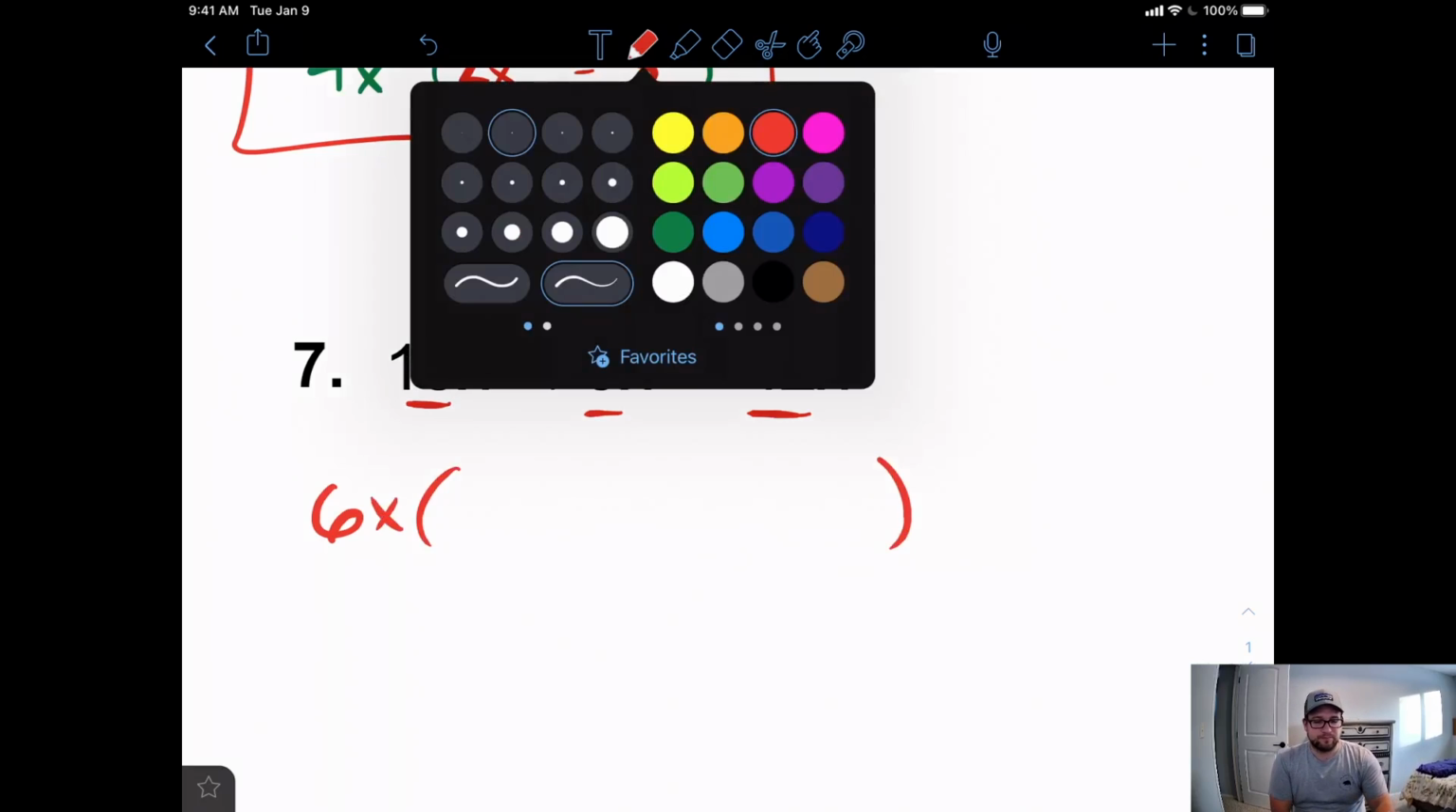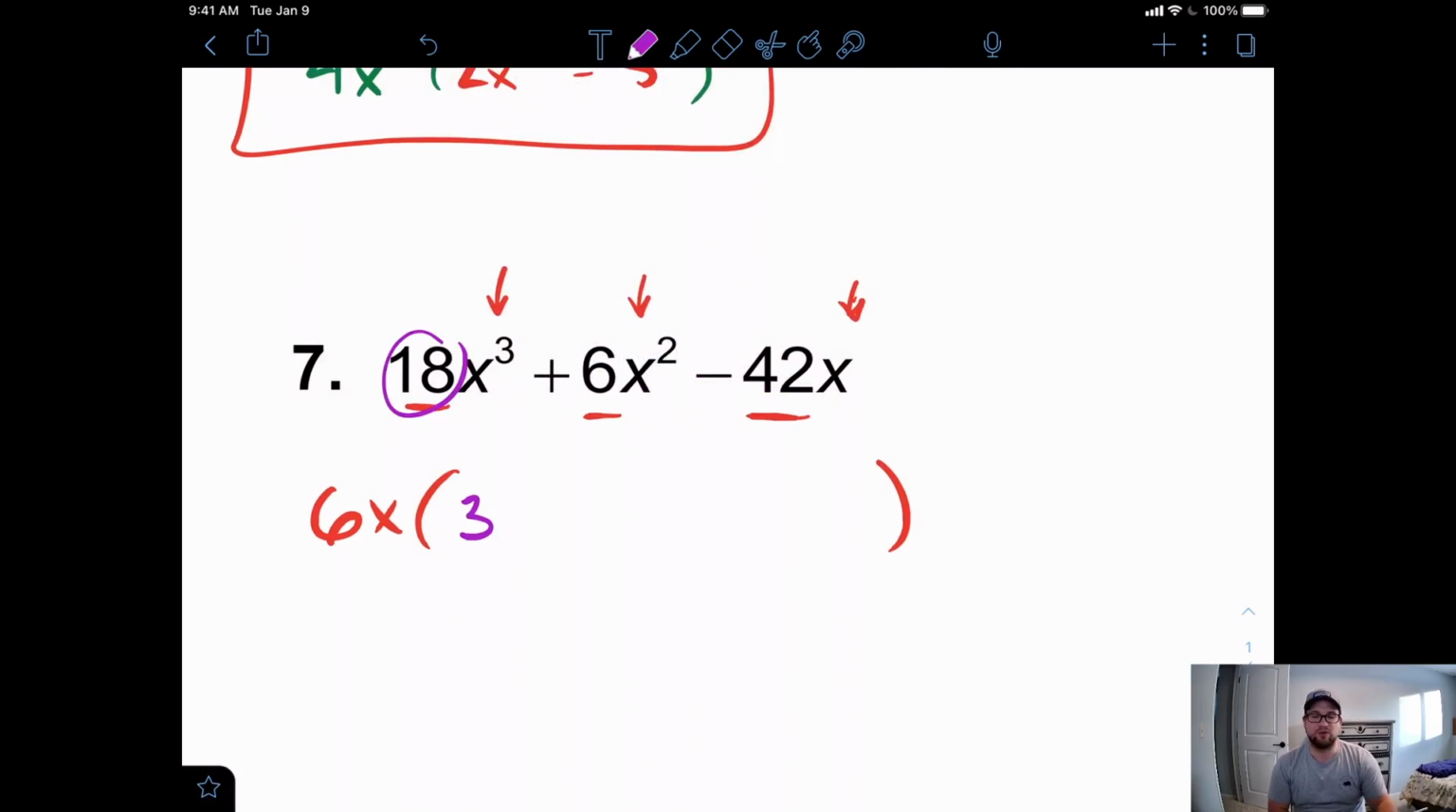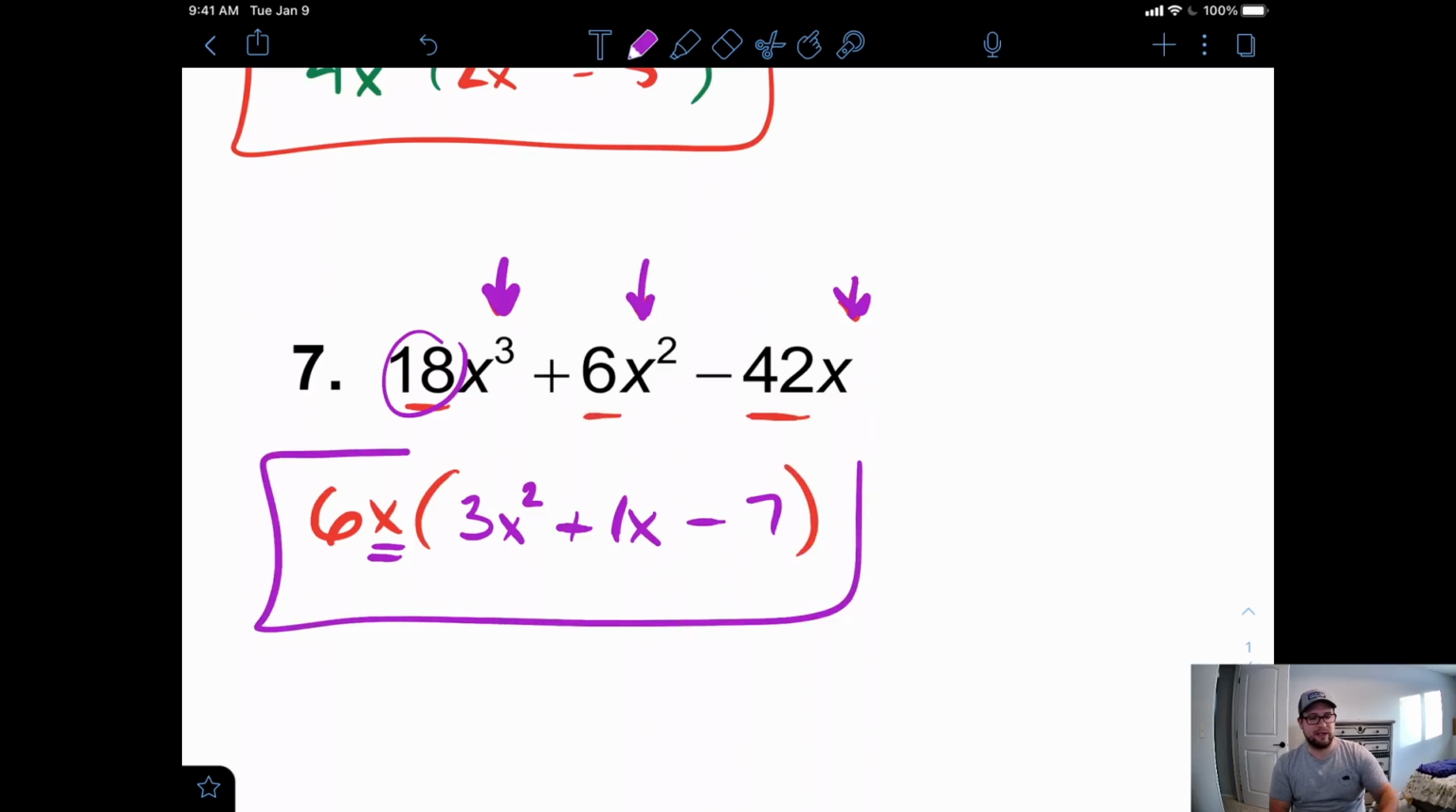Now, from here, you need to think what gets you back. So 6 times what is equal to 18? That's, of course, 3. I wanted to have 3 x's. I got 1 coming from the side, so I'm going to need 2 more right here. Moving on to the next term, 6 times 1 gets me back to 6. I wanted to have 2 x's. I have 1 coming from the side, so I need 1 more. And then last but not least, 6 times negative 7 equals negative 42. I wanted 1x. I'm getting 1x, so I don't need any more x's, which will make this my final answer.